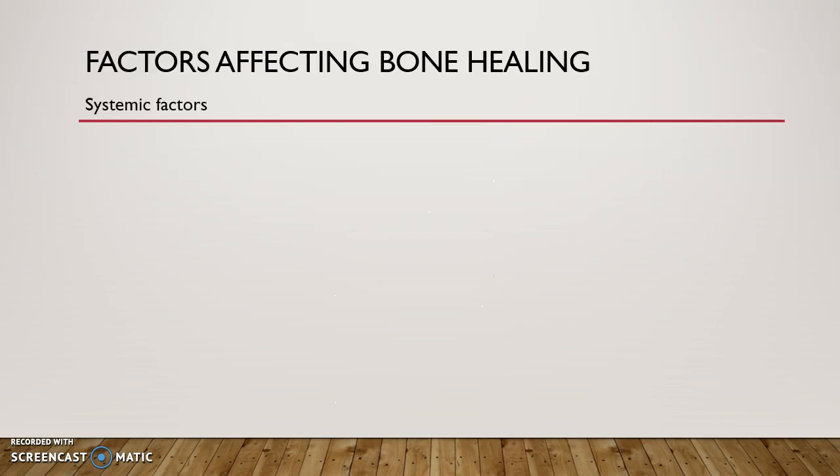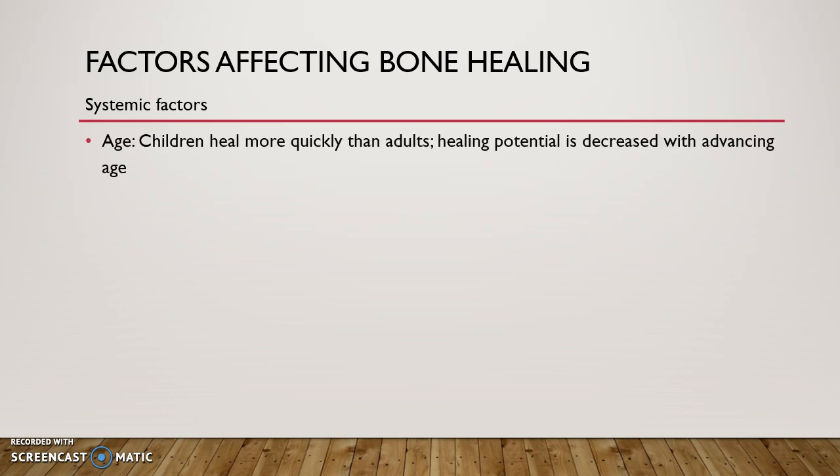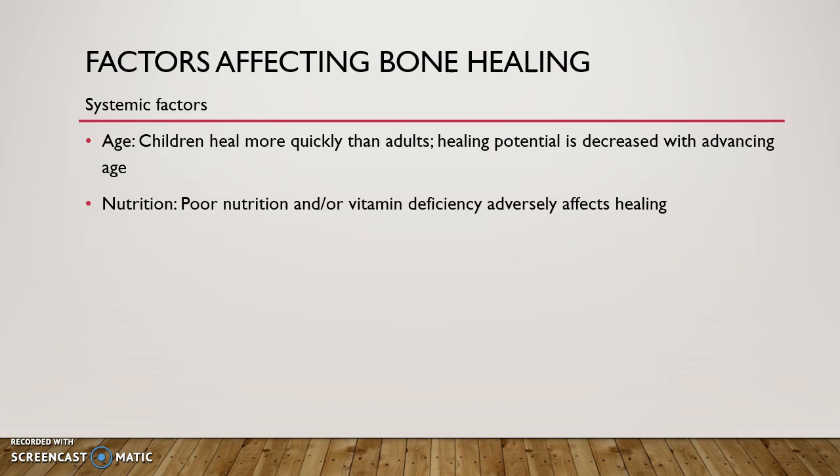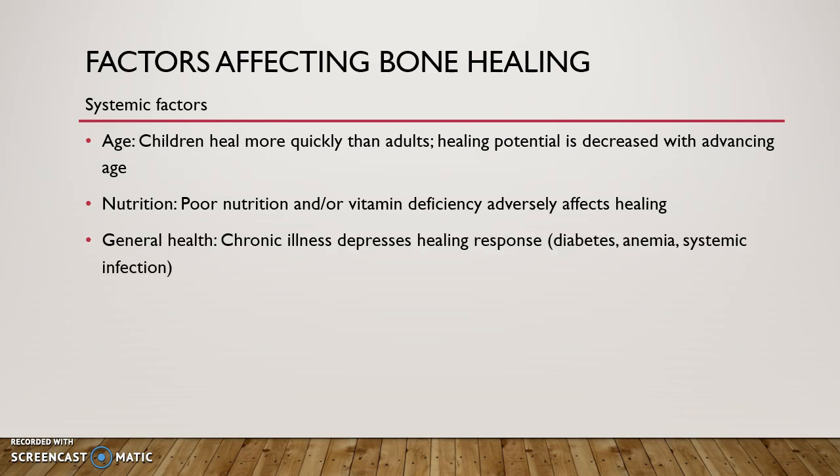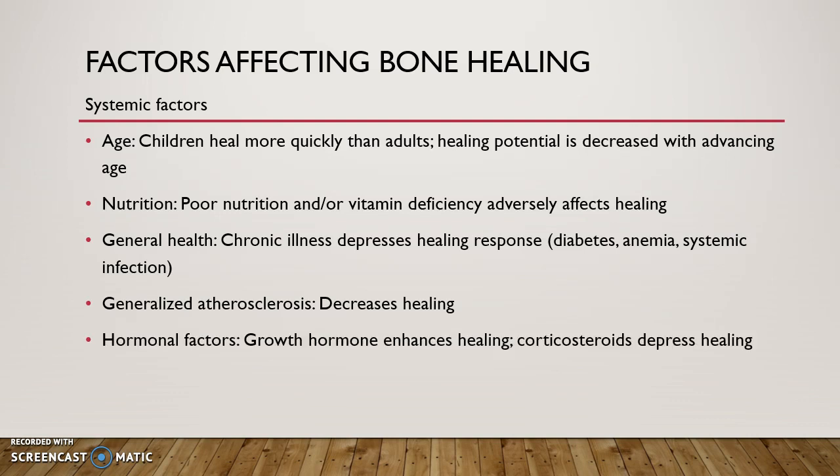Now come the factors which affect bone healing. The systemic factors: age. Children heal more quickly than adults. There is high healing potential and remodeling potential, and it decreases with increasing age. Nutrition is important. Poor nutrition and vitamin D deficiency affect the healing process. General health: if the patient has chronic illnesses, then there is delayed healing. Generalized atherosclerosis decreases the blood supply to the healing site, which reduces healing.